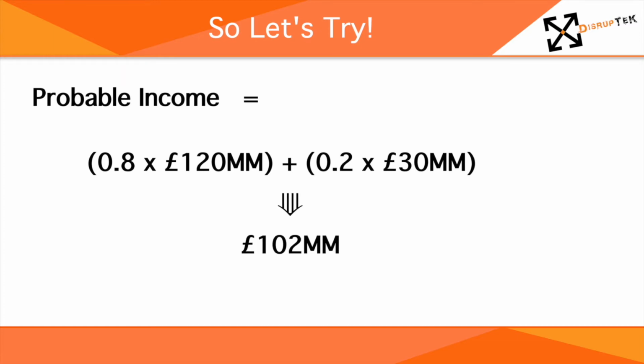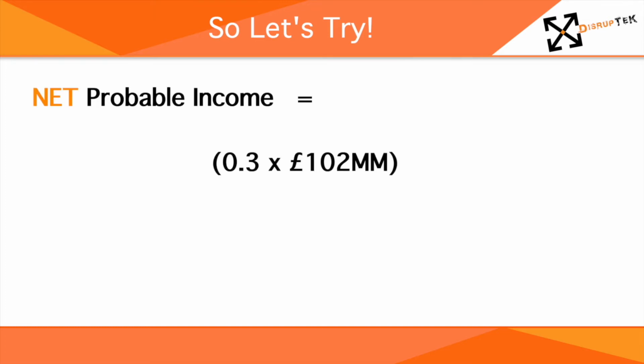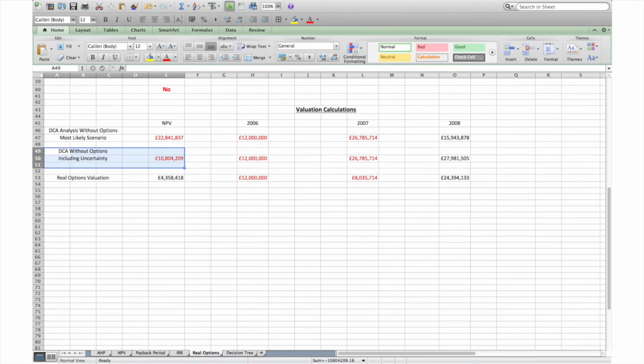But as the probability of success of the earlier stage of the project is only 0.3 or 30%, you also need to take this into account when calculating the net probable income. So 102 million multiplied by 0.3 returns a new probable return of around 30 million, including all the uncertainties. And if you add up each of the likely scenarios, the loss is reduced from over 22 million to 10 million using this type of scenario calculation. This is a much more realistic calculation than DCA on its own.